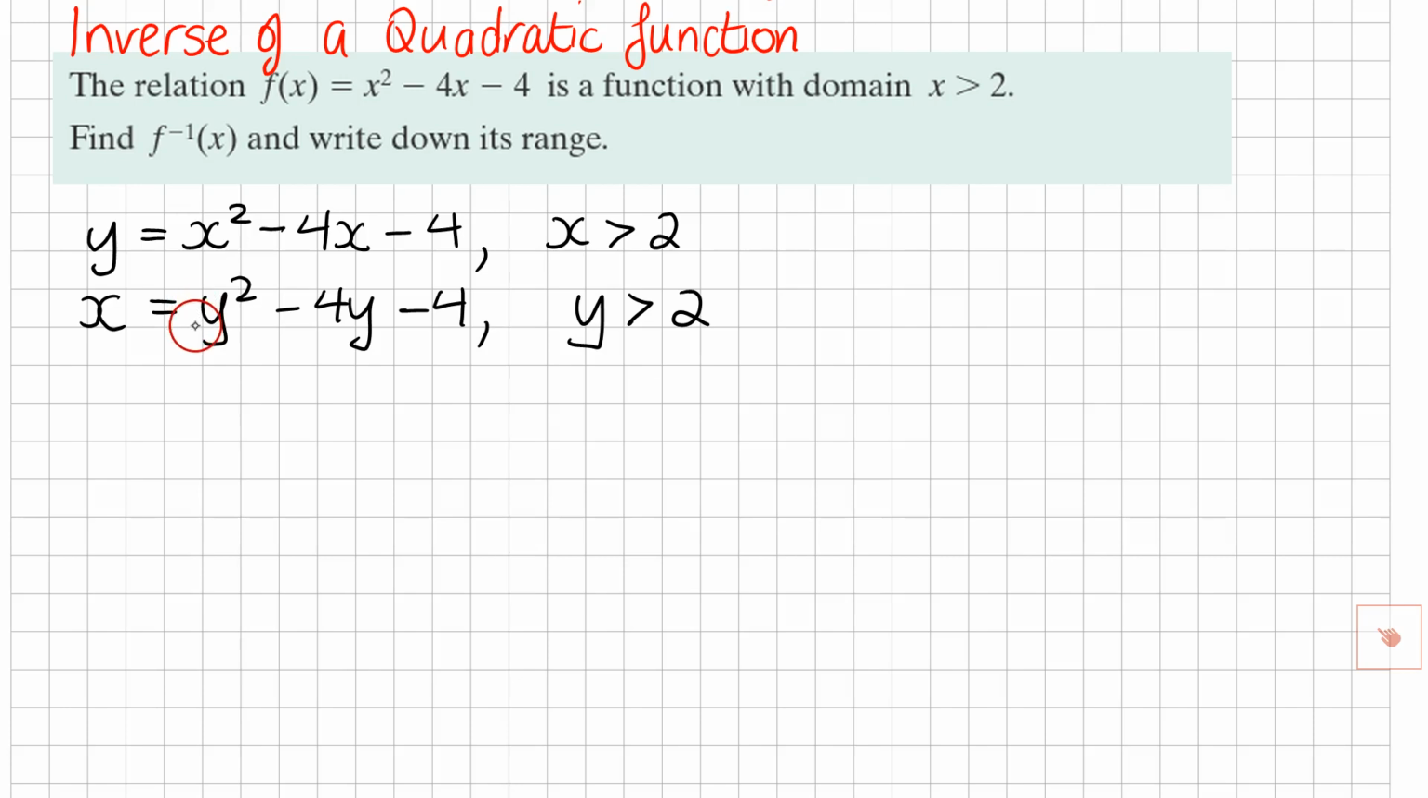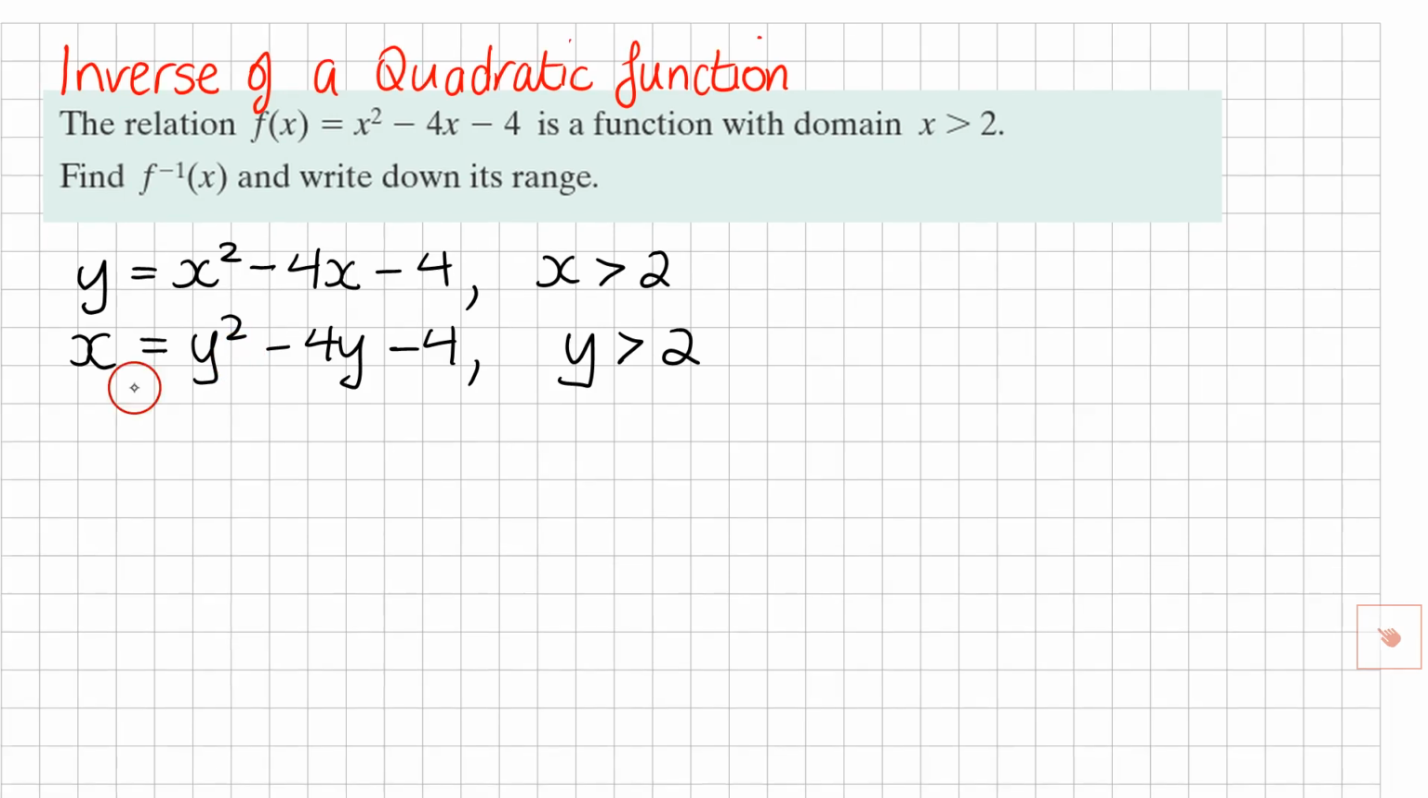Now we can see here that we have a y squared and we have a y, so it's going to be very difficult for us, or it's impossible in fact, to get y on its own in this situation. But we should know from previous experience that if we write it in completed square form, that means we will have a single y. So that's exactly what we're going to do here.